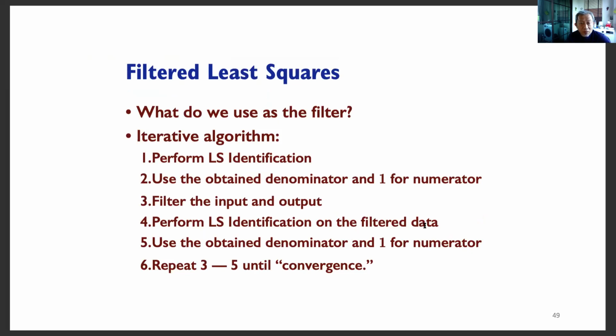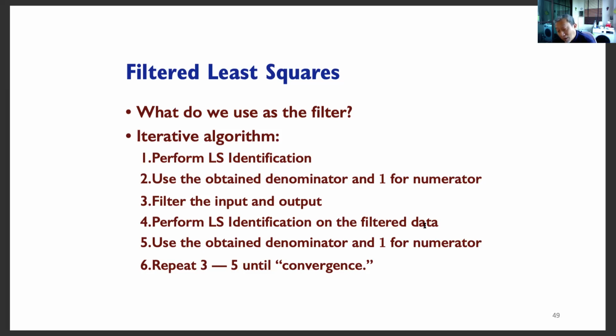It is an iterative algorithm. First, we perform the least square identification. Then we use the obtained denominator and 1 for the numerator. Then we filter the input and output, and perform the least square identification on the filtered data, not on the non-filtered.